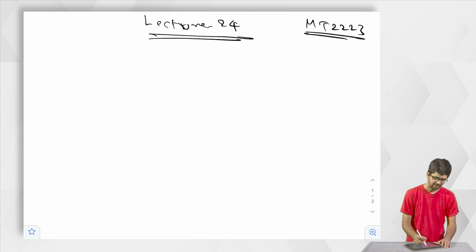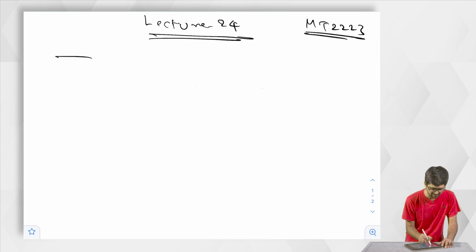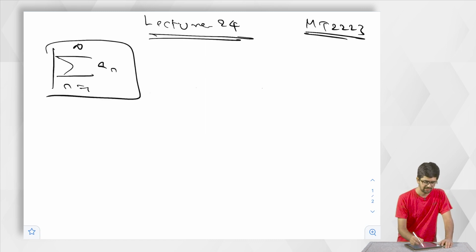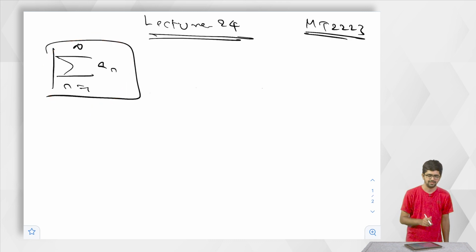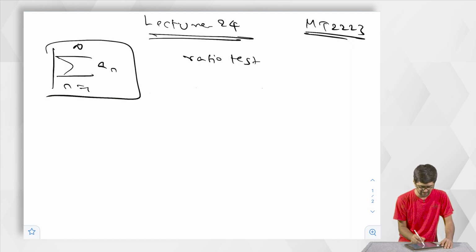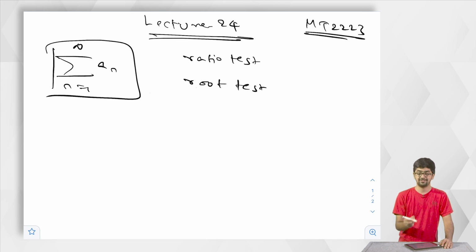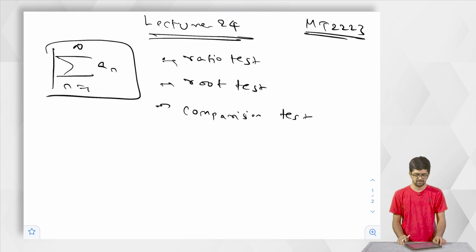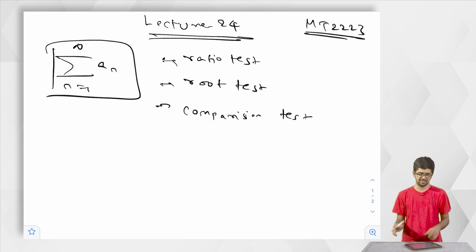In the last session, we have seen some results about comparison tests given a series An. We know some ways to check convergence of this series. What are those? There are two with names. One is called the ratio test, the other is called the root test. And then we have the comparison test. So we have three tests as of now. We will do one more test in today's session, and then we will go to the next part.